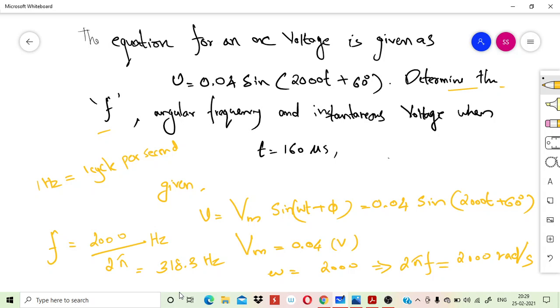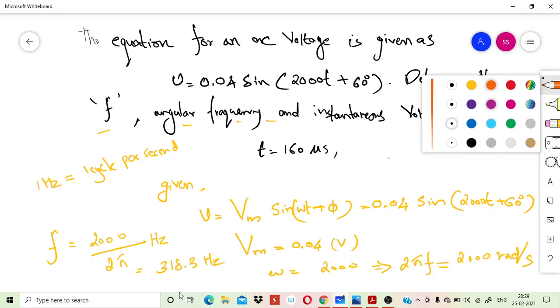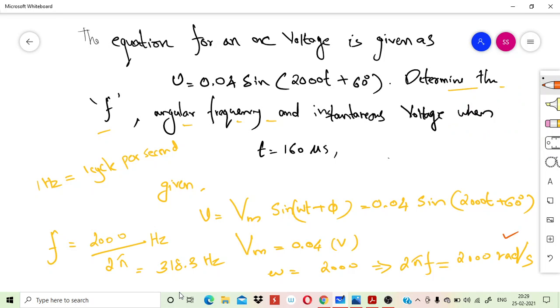Then he is asking you to find the angular frequency, that is nothing but 2 pi f. On comparison you got the answer: 2 pi f equals 2000 radians per second. So both are solved correctly. So that's about our first question.